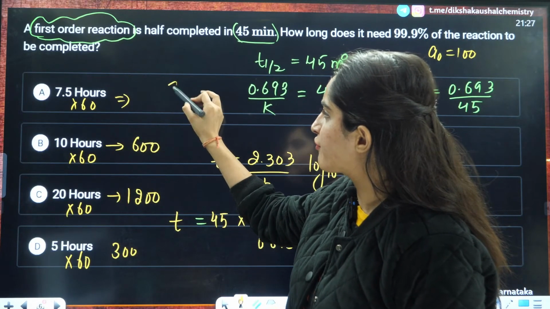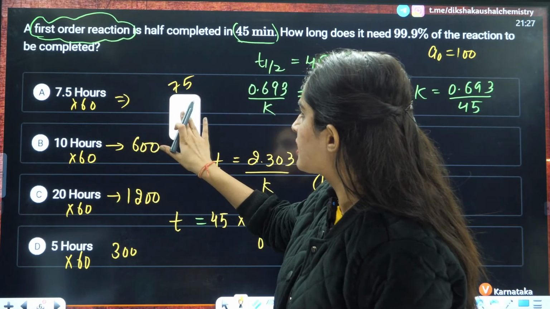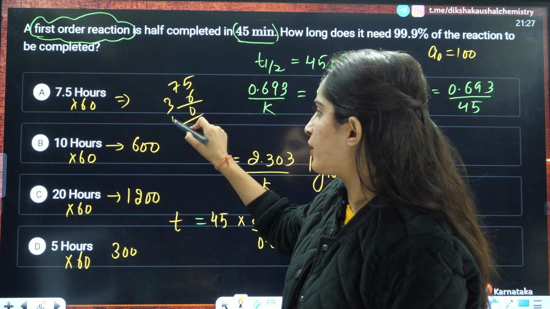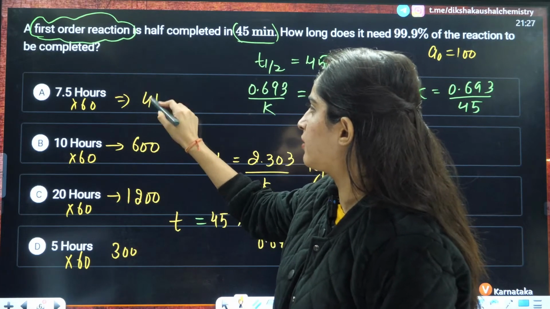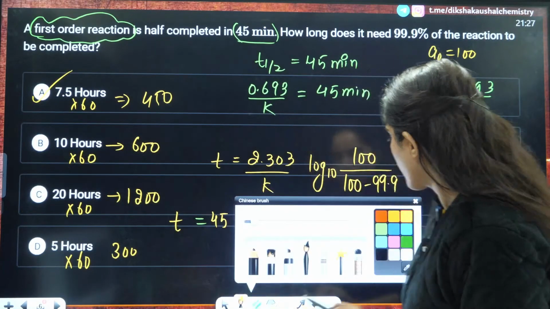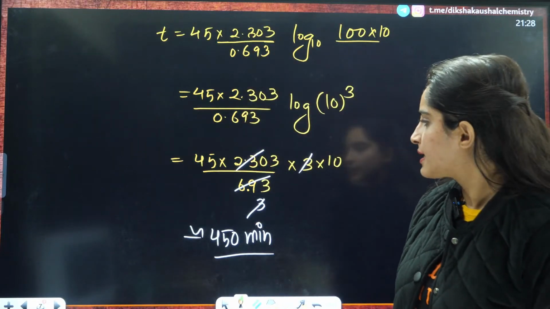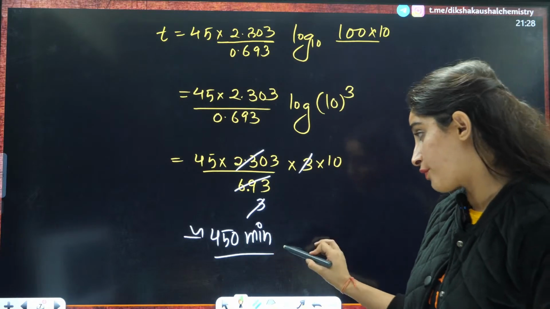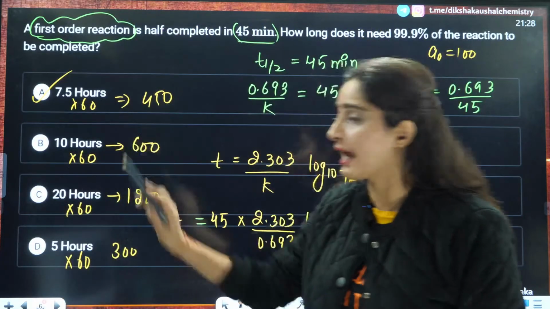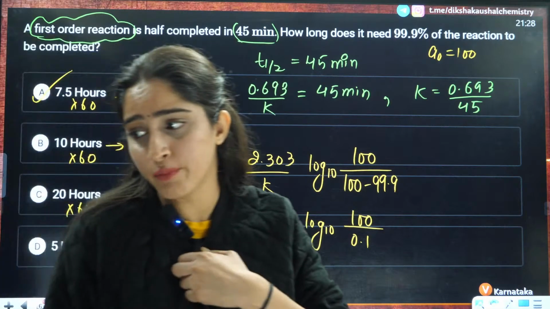Now, 7.5. 75 into 60. Here, 10 will cancel out each other. 75 into 6, 6 5s are 30, 7 6s are 42, plus 3 is 45. Exactly, we are getting 450. Right, so that means 7.5 is the correct answer, right? Okay, so do the approximations and then solve it, right? So approximately it is coming out to be 450, which is approximately equal to 7.5 hours, right? So A is the correct answer, 149.54.